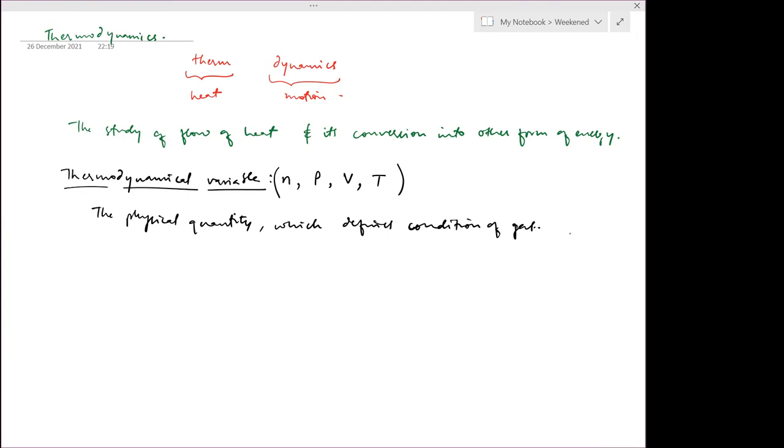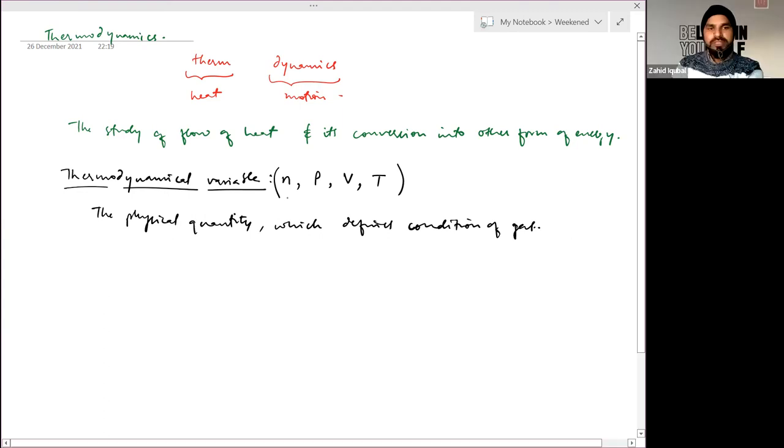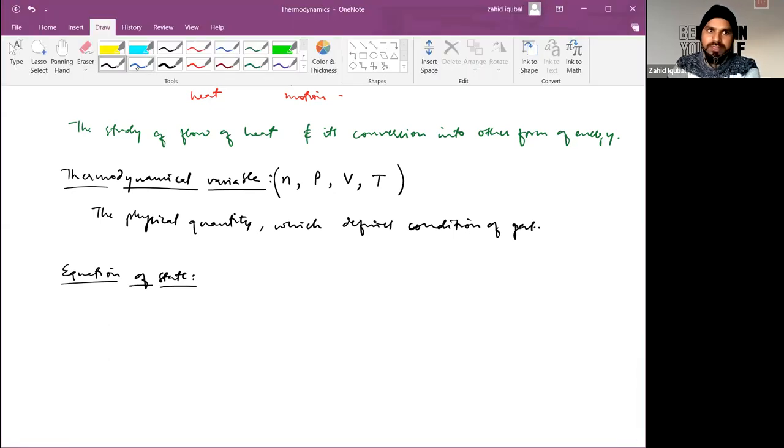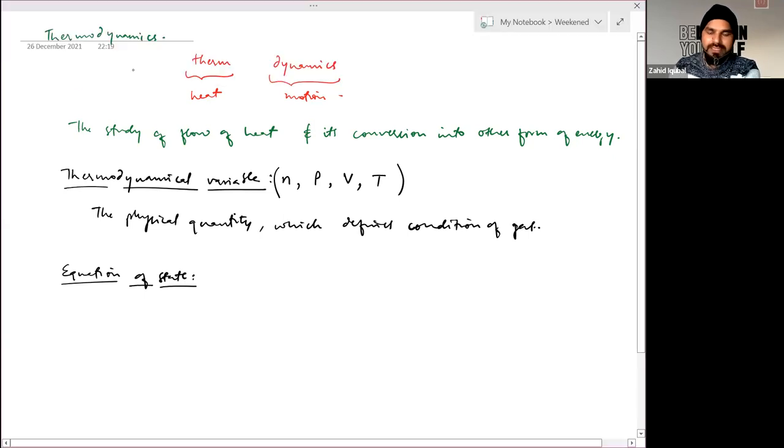No, sir. Okay. So to relate these thermodynamical variables, we may define the equation of state. Equation of state is the relationship between thermodynamical variables to define the condition of gas at any instant.